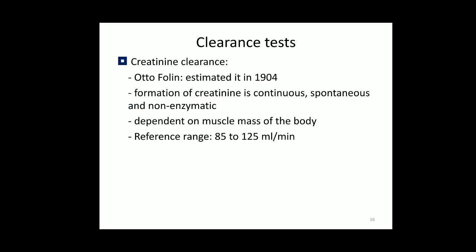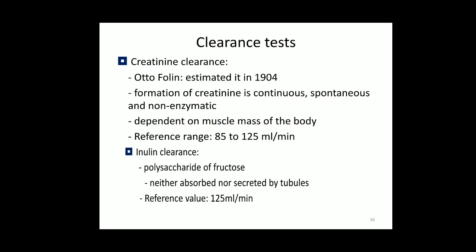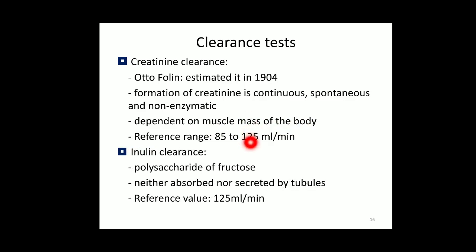The creatinine clearance test was estimated by Otto Folin in 1904. Formation of creatinine is continuous and spontaneous, and it is non-enzymatic. It is dependent on the muscle mass also. The creatinine clearance normal range is 85 to 125 ml per minute. The inulin clearance normal range is 125 ml per minute. Inulin, what is it? You would have studied it in carbohydrate chemistry. It is a polysaccharide of fructose. It is neither absorbed nor secreted by the tubules.